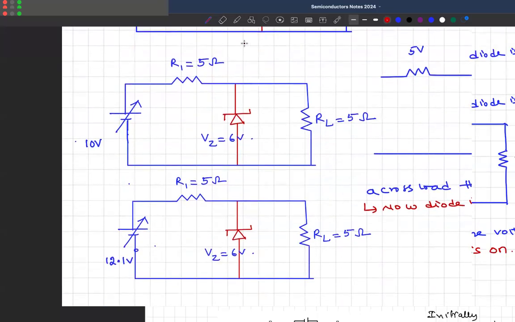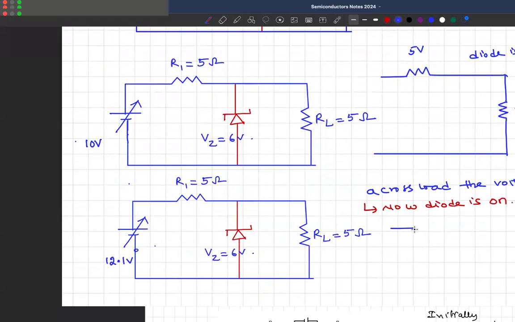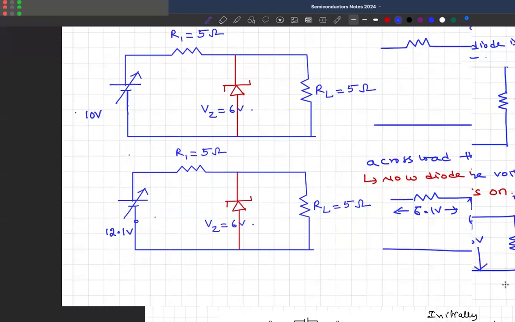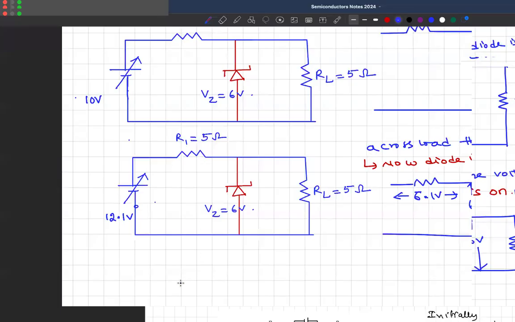So what happens to the voltage distribution? Now the drop here will be 6.1 volts, and the drop here is always maintained at 6 volts. Okay, sir, what if it is 13 volts?